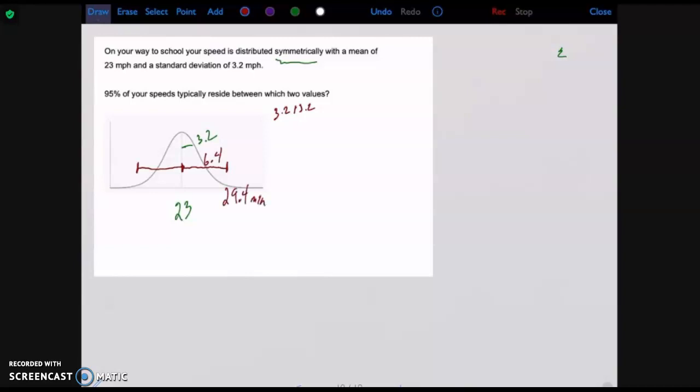And then same thing here. This is going to be negative 6.4 the other way. We're going 3.2 and then another 3.2. So that's going to get us 16.8 miles per hour. So we're going to say that roughly 95% of my speed on the way to school is between 16.8 miles per hour and 29.4 miles per hour. All right, cool.